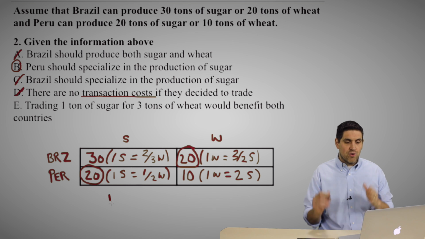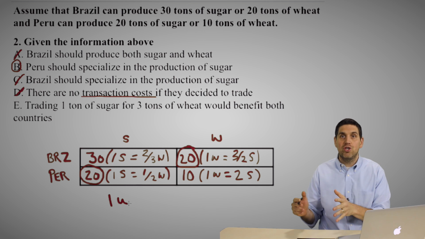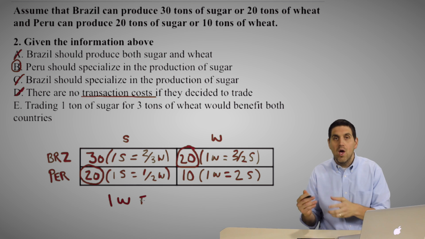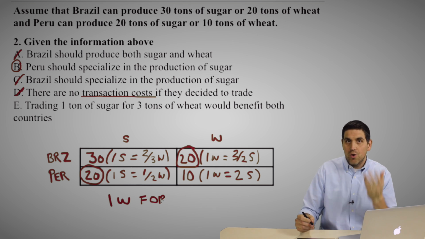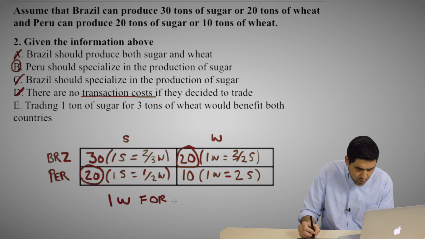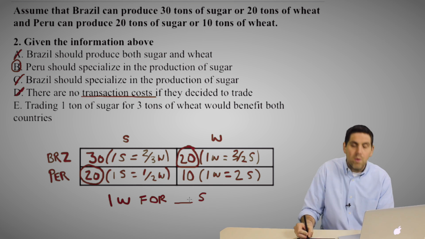Terms of trade is the idea of trading 1 wheat for how many sugar, or how many sugar for 1 wheat would benefit both countries. Now there's a way of getting it, and you've seen it in the summary video. There's a range. In this case, a trade of 1 wheat for a certain number of sugar would benefit both countries. So what is that range?